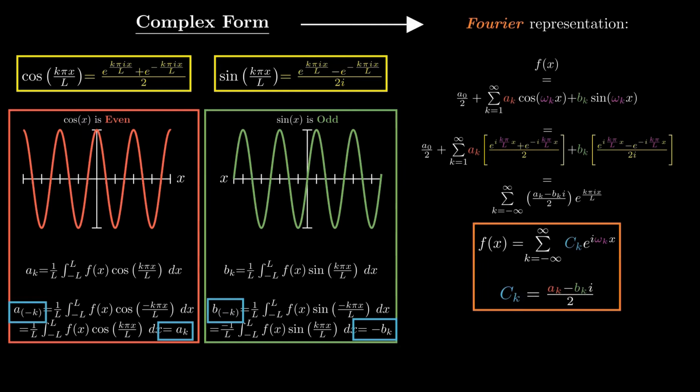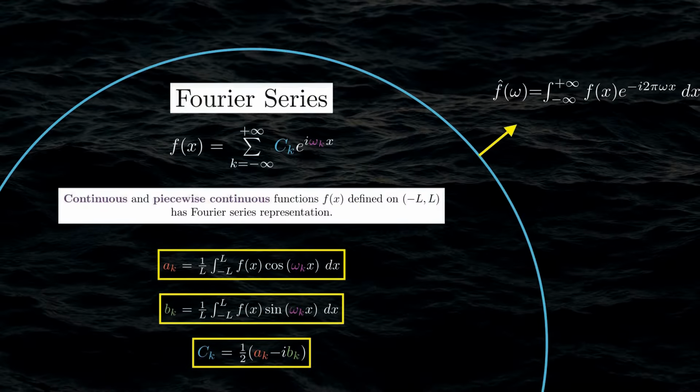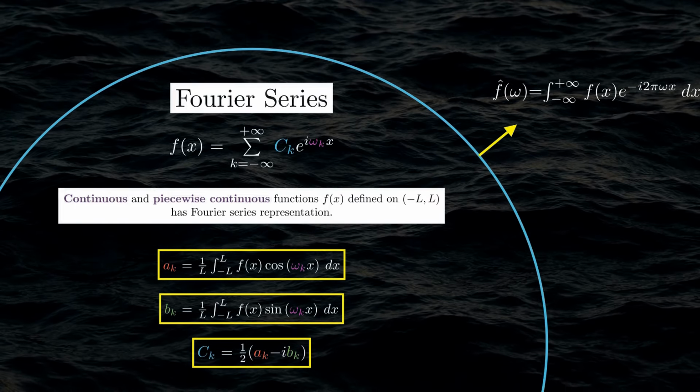And we write c_k to be (a_k minus b_k times i) over 2. The new coefficient c_k still depends on the a_k and b_k from the previous form. So we have learned a brief about Fourier series.